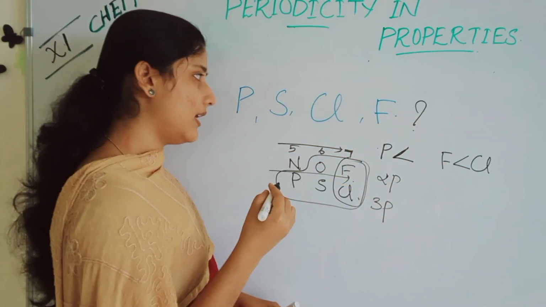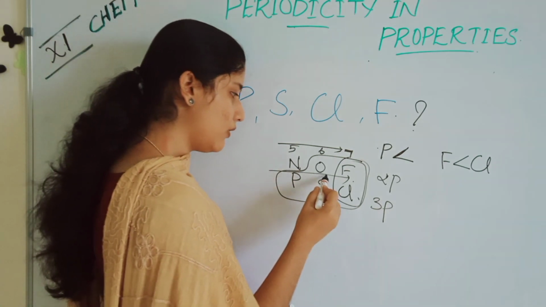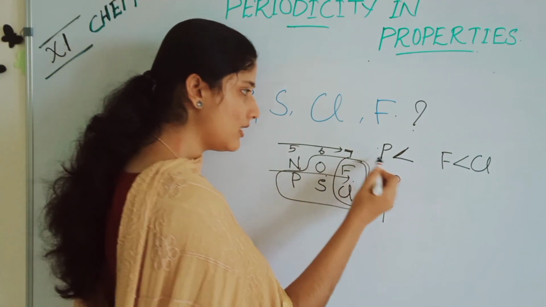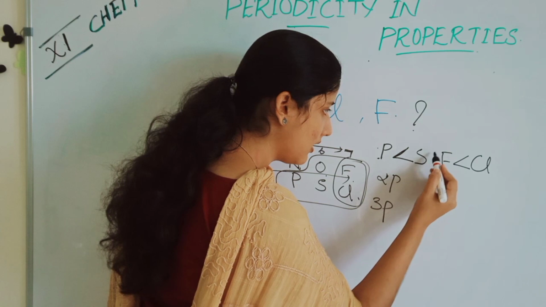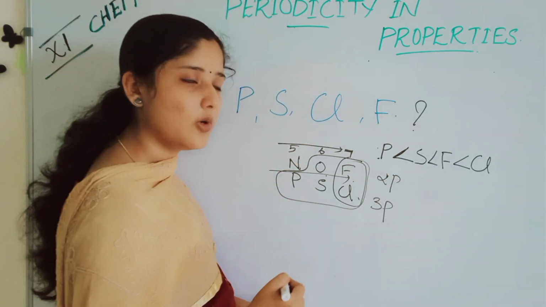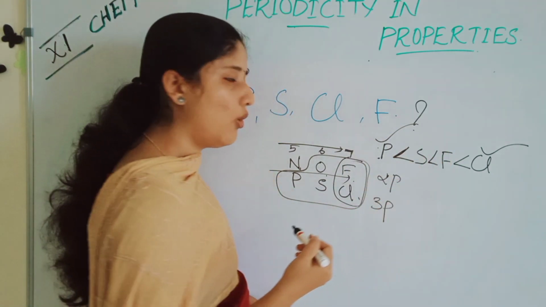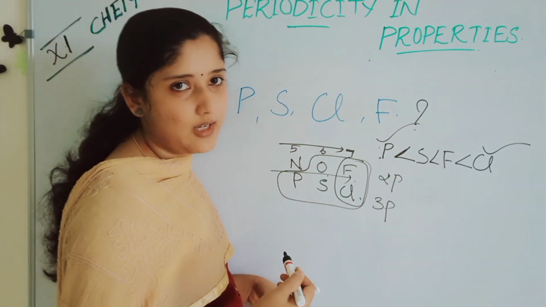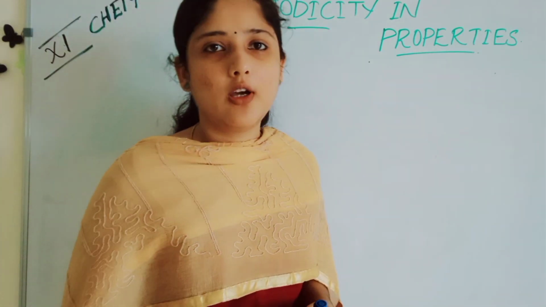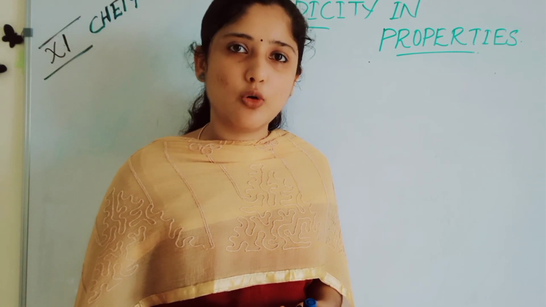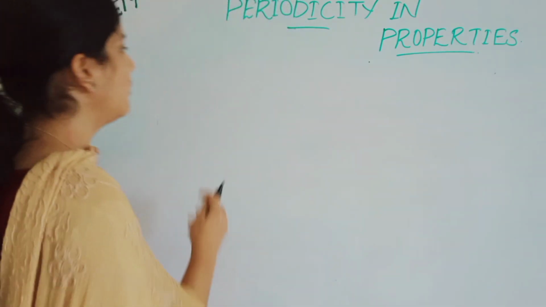Next is sulfur and phosphorus. Phosphorus is the lowest, so sulfur will be here. Chlorine will have the highest and phosphorus will have the lowest electron gain enthalpy. The last property that we are going to discuss is electronegativity.